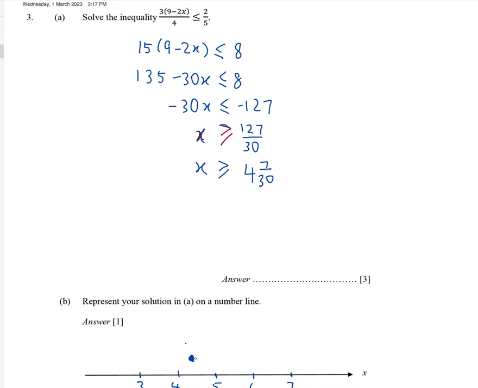Then we draw a line in this direction, following the greater sign symbol. The arrow points to the right. Now, since it's a fraction, we need to put the number on top of the dot.